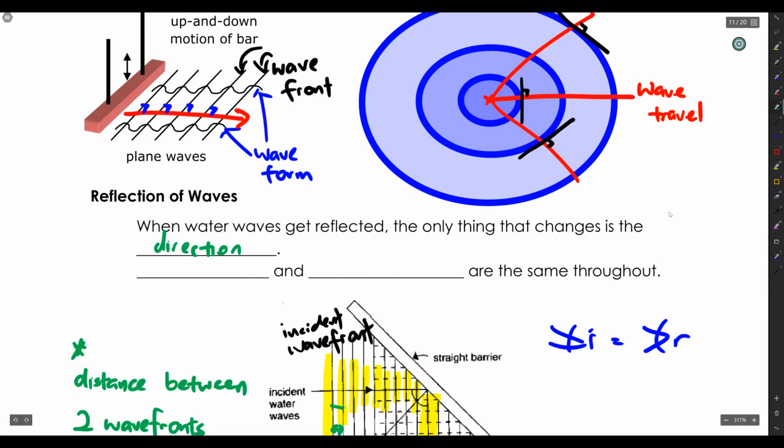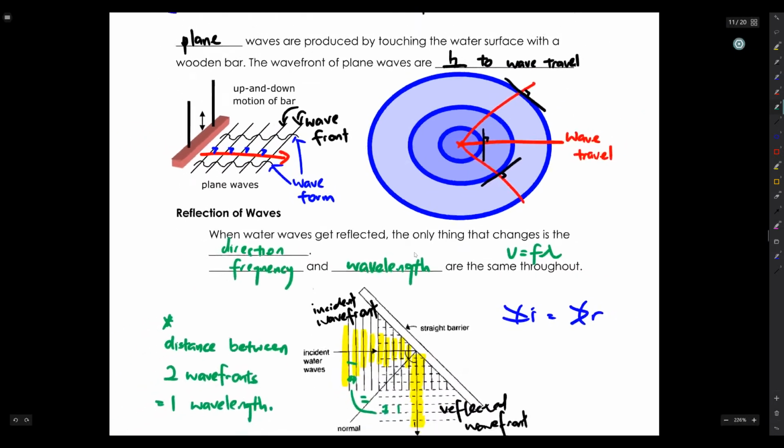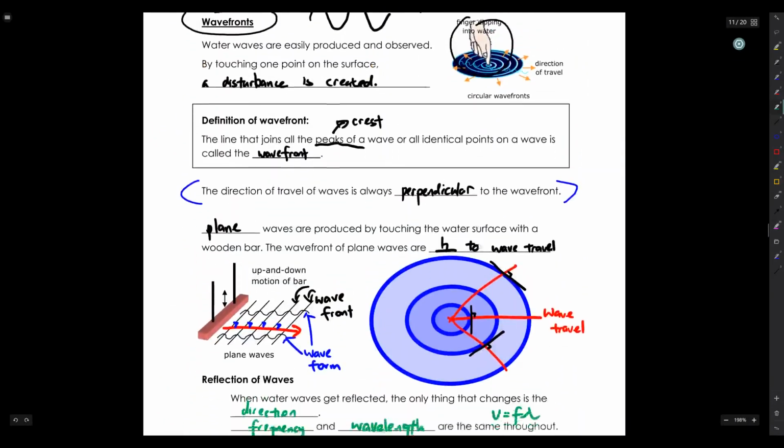So frequency and wavelength are the same throughout. And why did I say that the velocity is the same? Recall that v equals f lambda. So if f and lambda are constant, then clearly v is also going to be a constant. Okay, so that's it for this page.